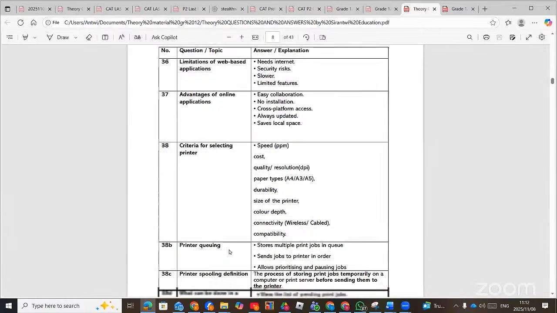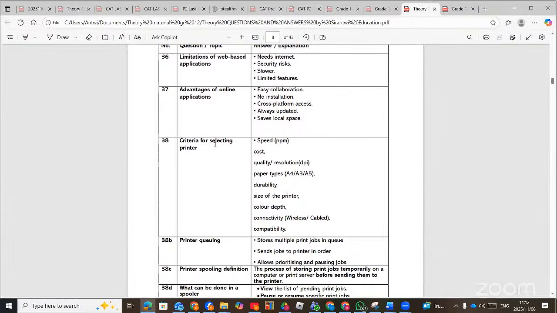So all these are criteria for selecting a printer. What are some of the factors to consider when selecting a printer? They like asking this type of question. That is speed, the quality or the resolution, the paper type, durability, the size of the printer, the color depth, the connectivity, and the compatibility issues.